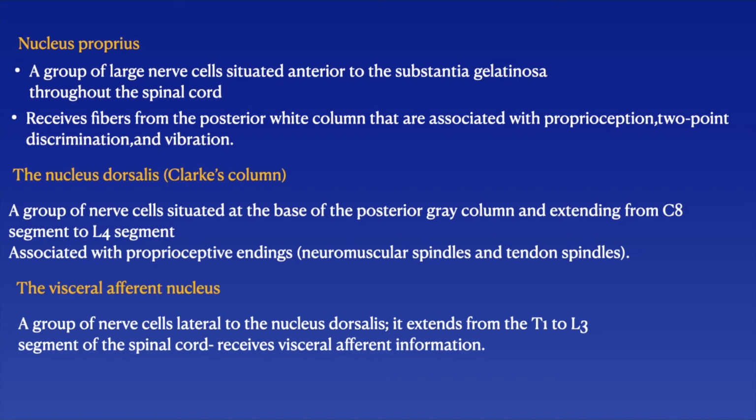The nucleus dorsalis, also called the Clark's column, is a group of nerve cells situated at the base of the posterior gray column, extending from C8 segment to L4 segment. It is associated with proprioceptive endings of the neuromuscular spindles and the tendon spindles. The visceral afferent nucleus. This is a group of nerve cells lateral to the nucleus dorsalis, and it extends from T1 to L3 segment of the spinal cord and receives visceral afferent information.